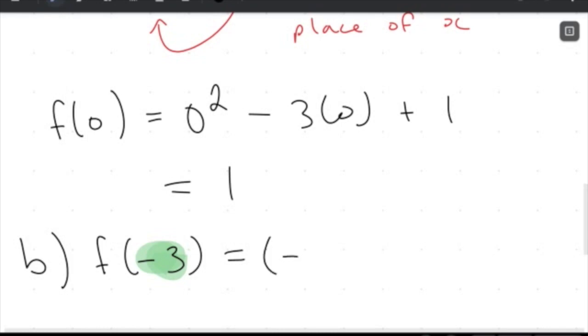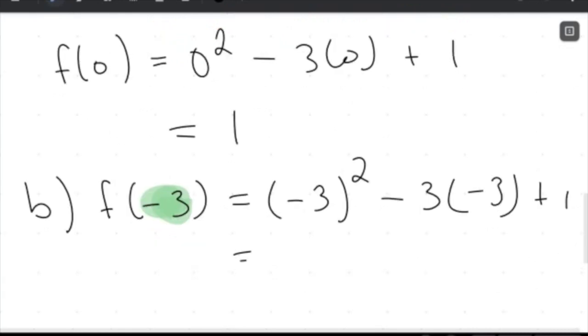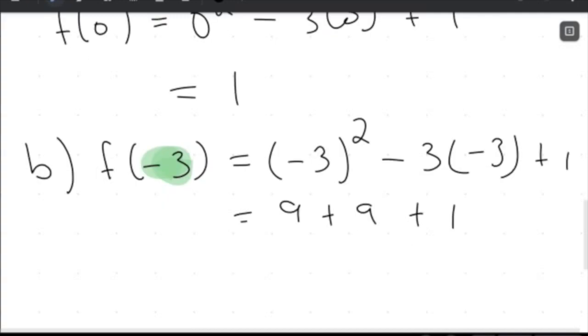But now this is going to give me minus 3 in place of the x, all squared, and then minus 3 times minus 3, and I have plus 1. Now, negative 3 all squared gives me 9. Minus 3 times minus 3 gives me positive 9. And my 1 stays. And I am left with 19.